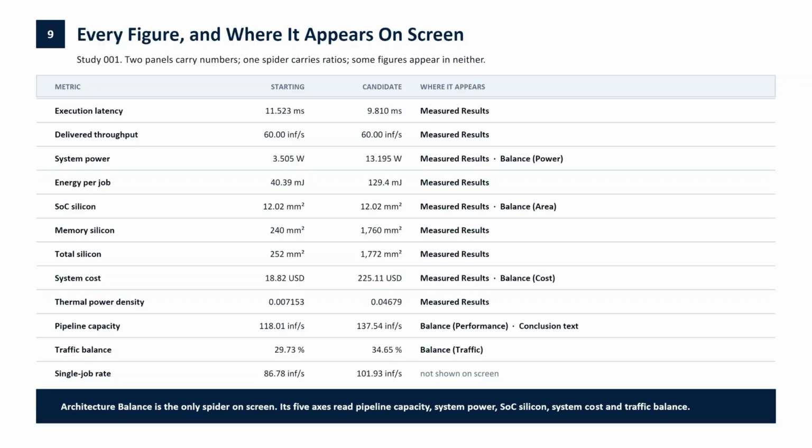Architecture balance is the only spider chart shown on screen. Its 5 axes use pipeline capacity, system power, SoC silicon system cost, and traffic balance. The starting point is normalized to 1.00 times, and the candidate shows the relative change on each axis. This is not a composite score. It is a normalized view for comparing multiple system-level trade-offs on one screen. The traffic axis should also not be interpreted as an independent design quality score. I will explain that metric on the next page.